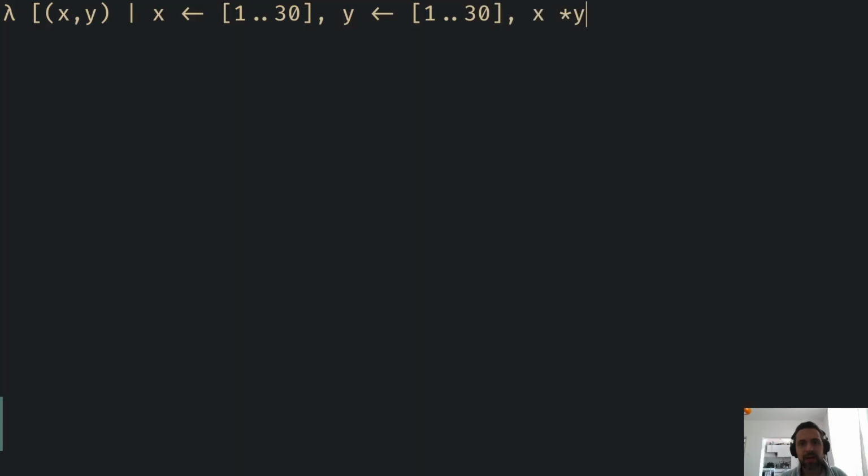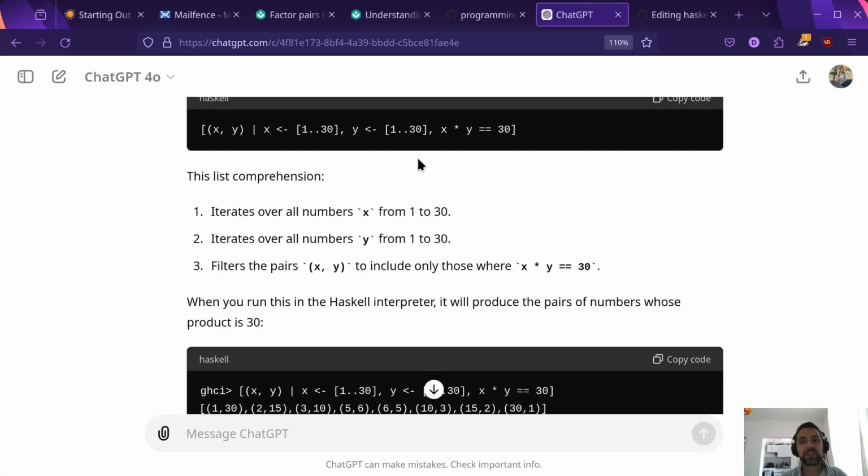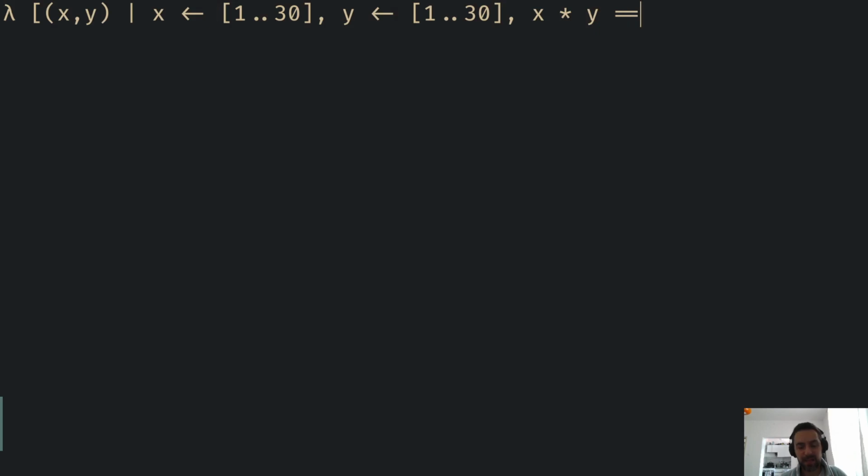Now, what are we going to do? x times y. This is a predicate. So the predicate has to be that x times y equals 30. This is what I was looking for. This is a simpler way than looking at the remainders with mod. With mod you check there are no remainders, but here the x and the y from these two lists together have to equal 30.